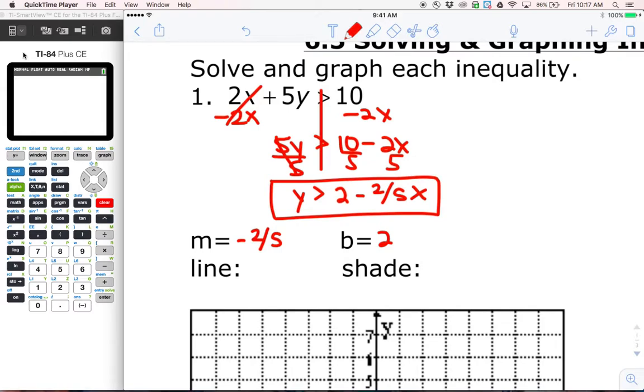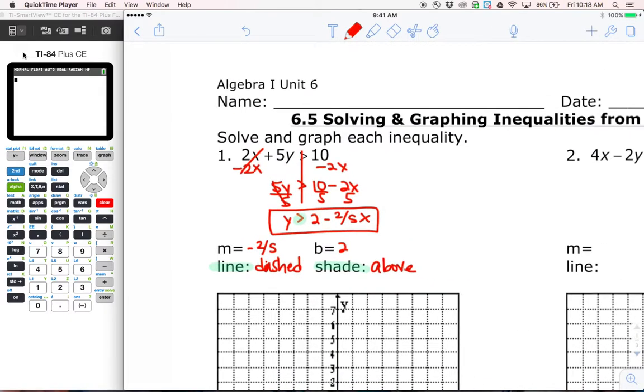All right, now guys, please remember that these decisions are based on what kind of inequality you have. Since this or equal to line is missing, it's going to be a dashed line. And we're going to shade above because it says greater than. So we shade above. All right, let's get this graphed.